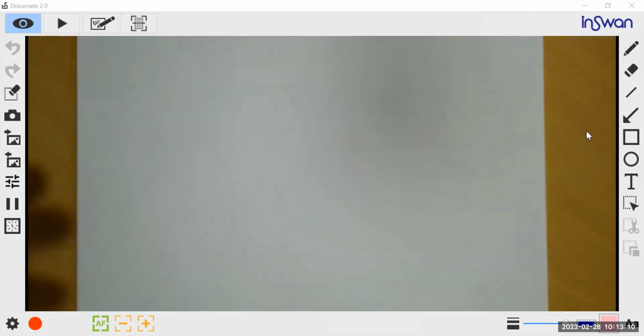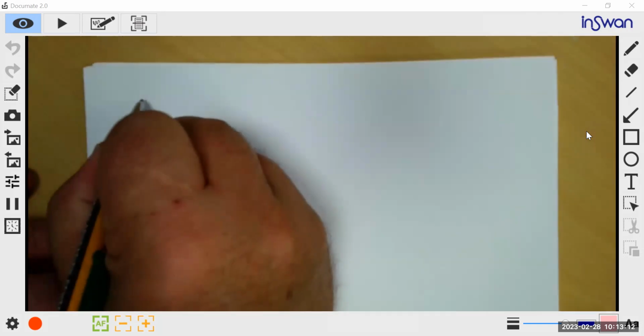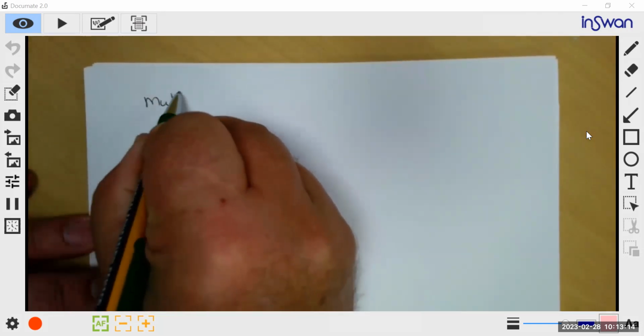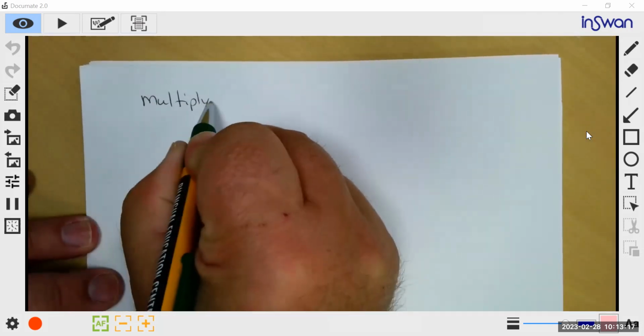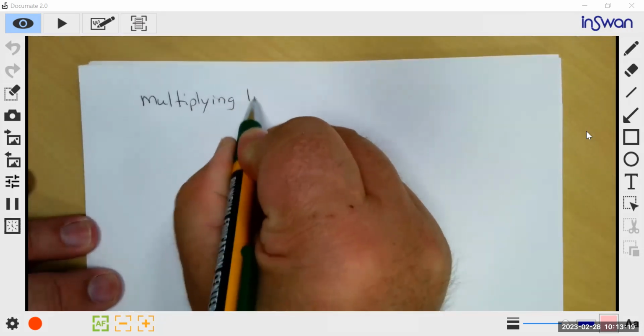Okay, so that's adding and subtracting. What about multiplying integers?